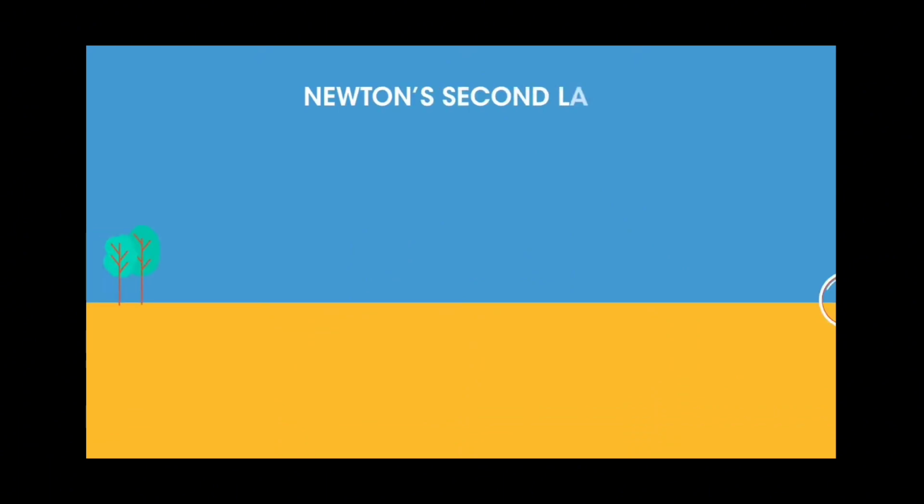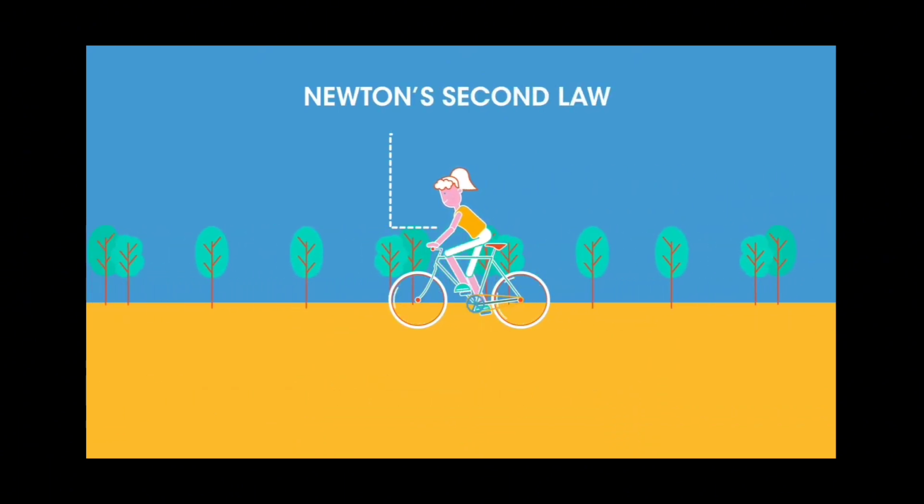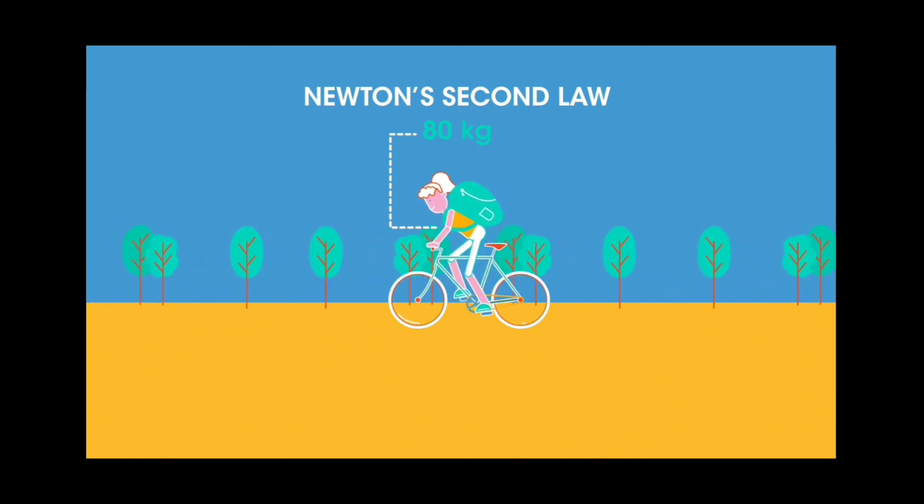Newton's second law states that the acceleration of an object depends on the mass of the object and the force applied. So, for our cyclist, the heavier she and the bike are, and the quicker she wants to accelerate, the harder she has to push.